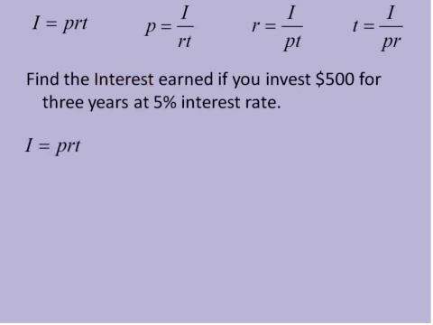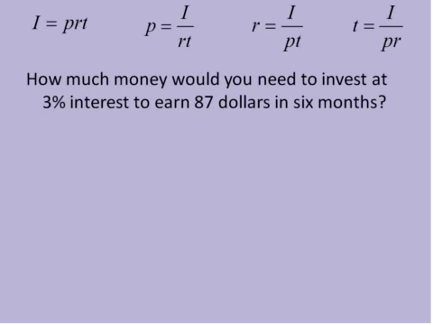So this is the equation I'm going to be using. I'll substitute in the principal. That's how much I invested, 500. The rate of 0.05 or 5%. And the time of 3 years. And then I just multiply 500 times 0.05 times 3 is equal to 75. Therefore, I earned $75 in 3 years from my investment. All right, and that's basically it.